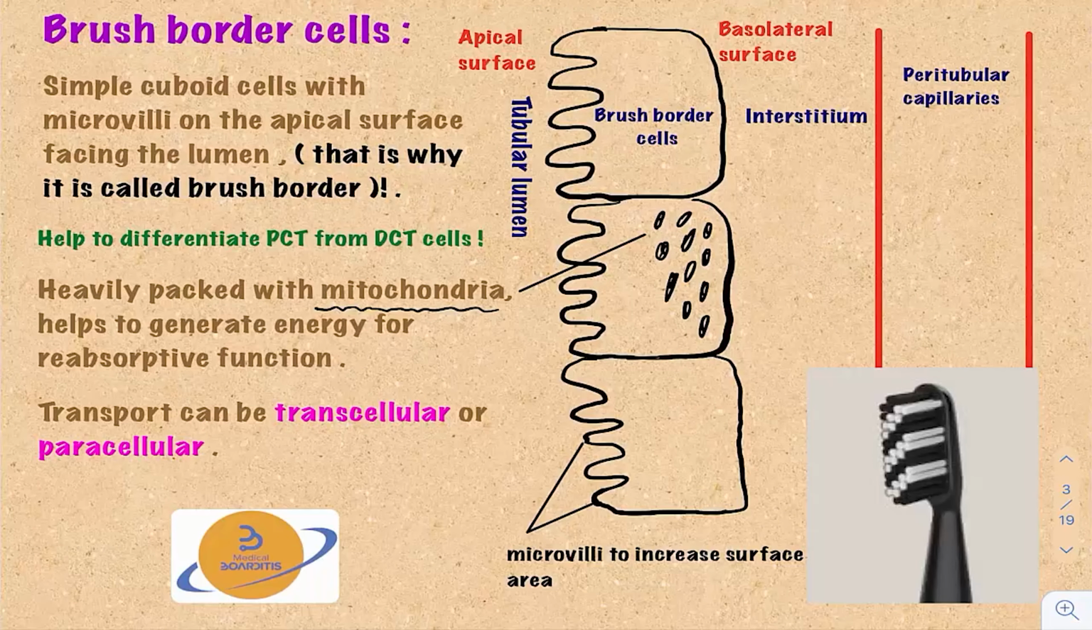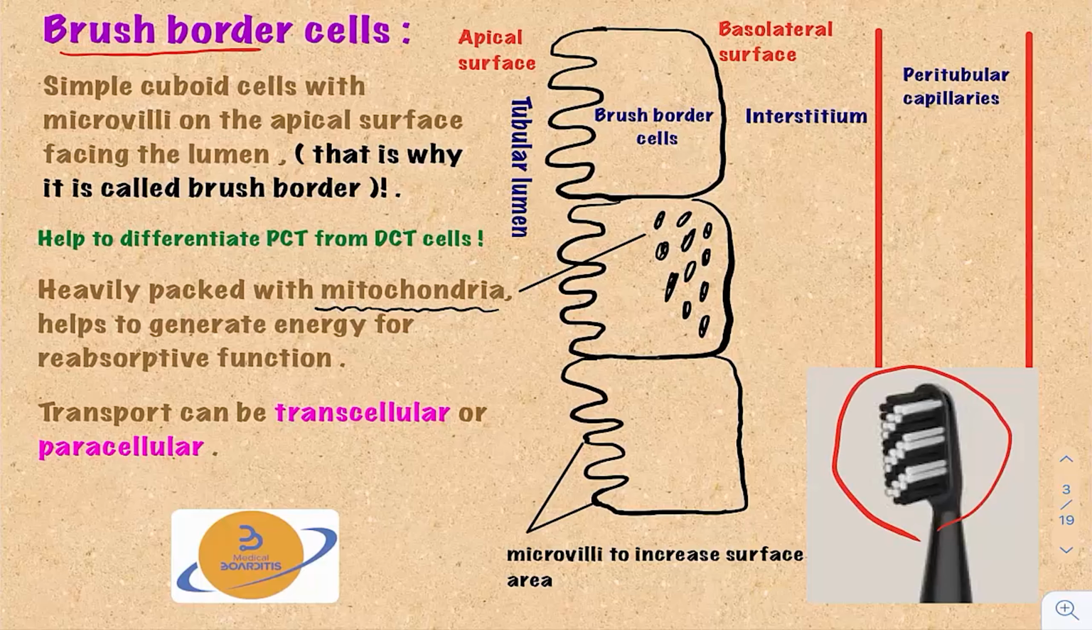The cells that line the wall of the proximal convoluted tubules are called brush border cells. And this is because they look like our toothbrush. These are simple cuboidal cells with the presence of microvilli on their apical surface.